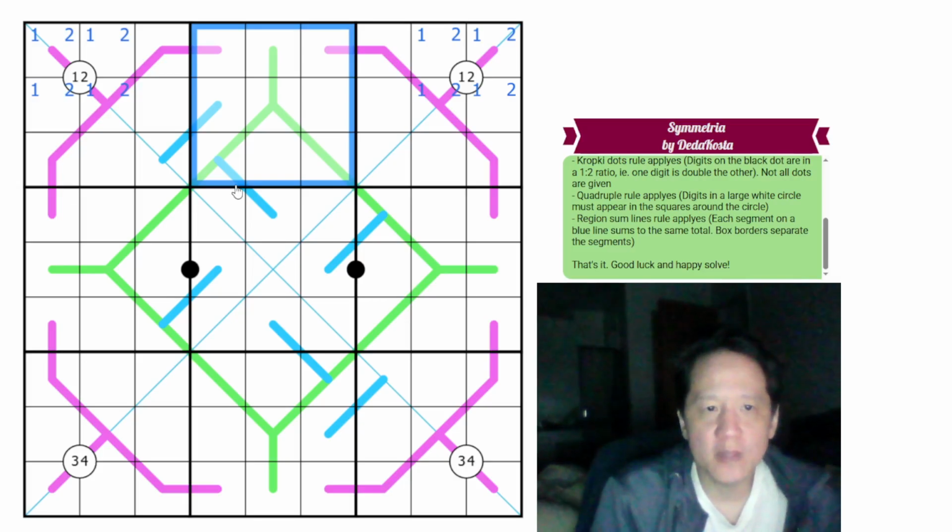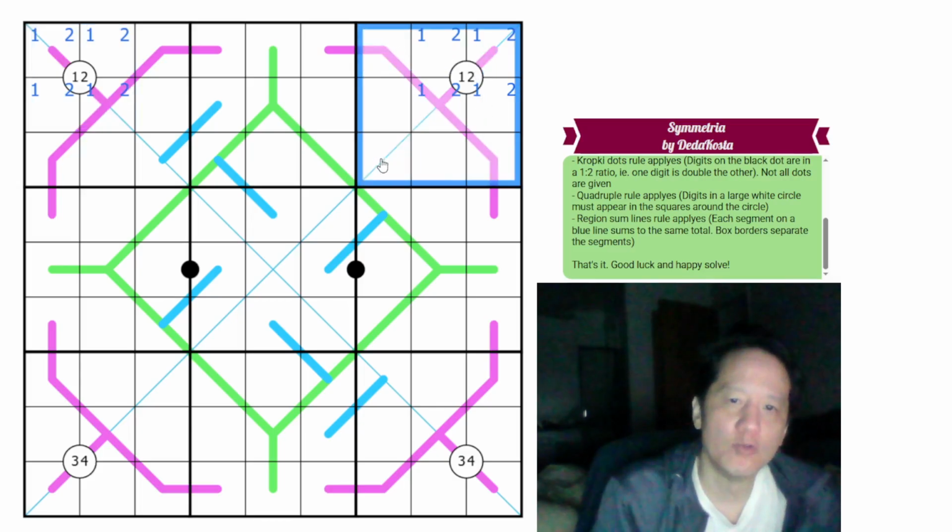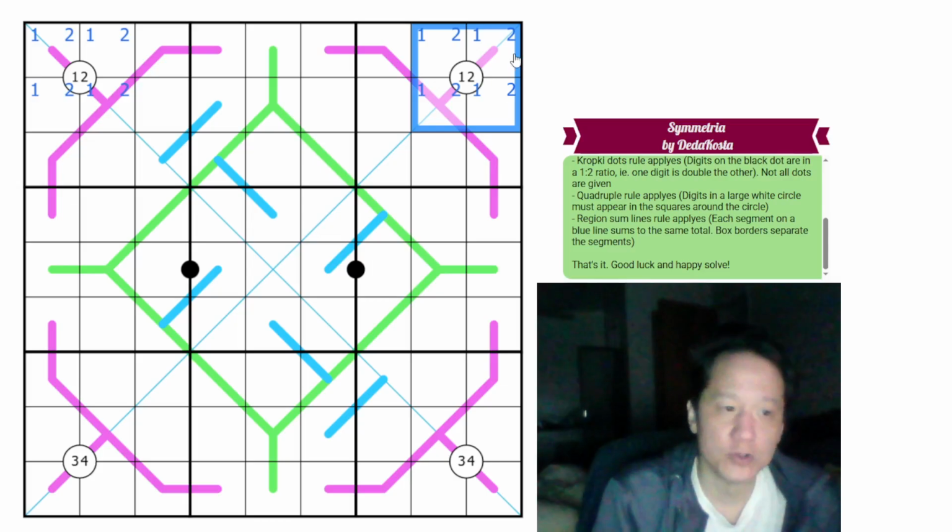anyways, because in box 1, we know the 1 and the 2 both have to be in rows 1 and 2. And in box 3, the 1 and 2 have to be in rows 1 and 2.